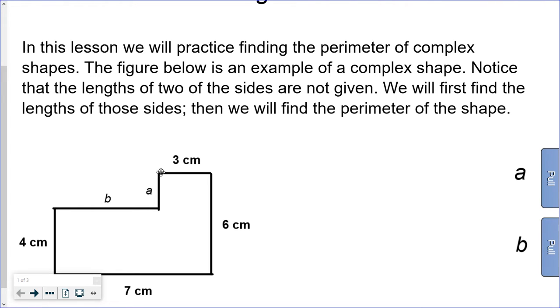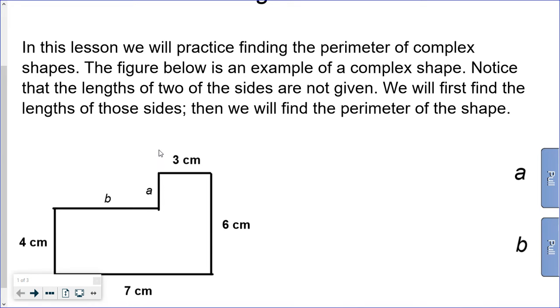So this one here, this is letter A, and this one right here is letter B. So the first thing we need to do is actually find those lengths. And then once we find those lengths, then we have to go and find the perimeter. And just as a review, whenever you're trying to find the perimeter of something, you're going to add all the numbers together. So one of the first things I like to do with these particular lessons is figure out how many numbers am I supposed to add together.